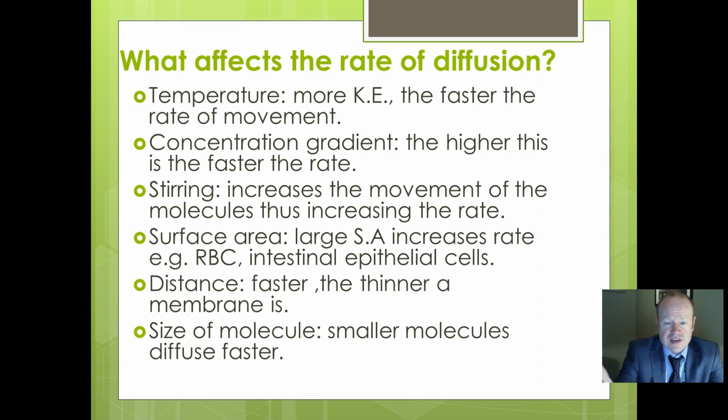The distance. Membranes are often thin. Think of capillary walls, for example, only one cell thick. The thinner the wall or the thinner the membrane is, the faster substances can diffuse across it. Similarly, small molecules will move faster than big molecules. So tiny little gas molecules will move a lot faster than larger molecules like glucose or amino acids, for example.